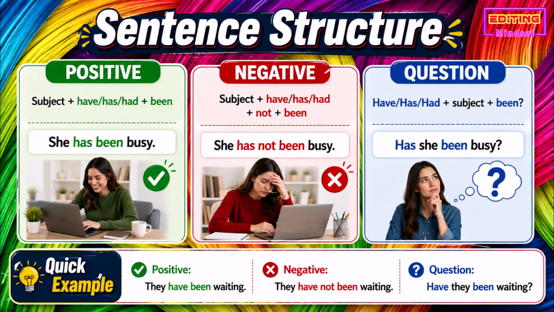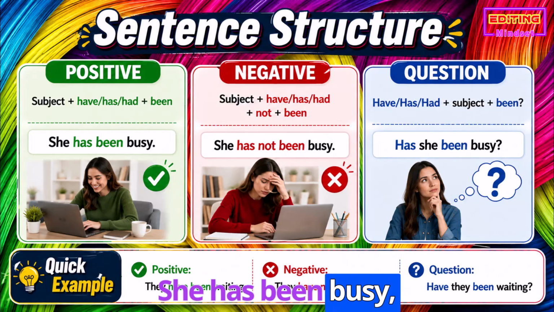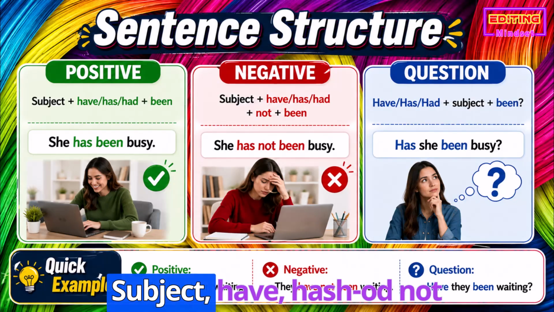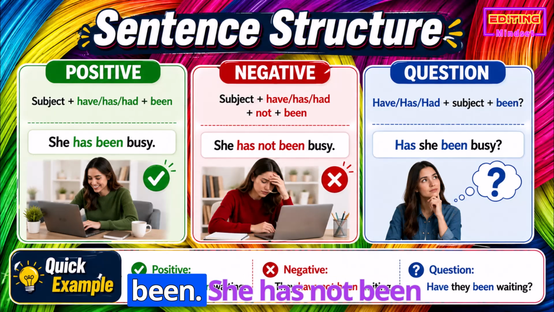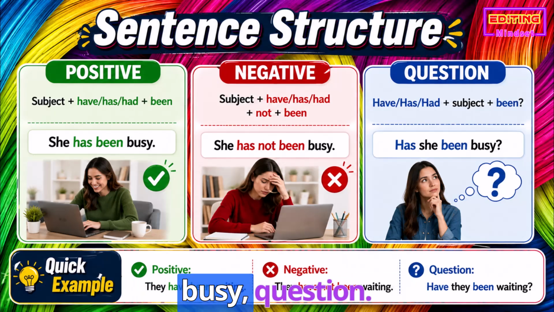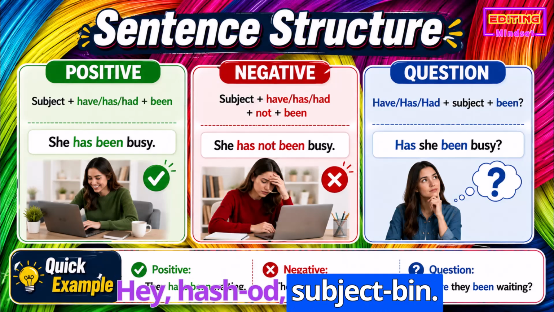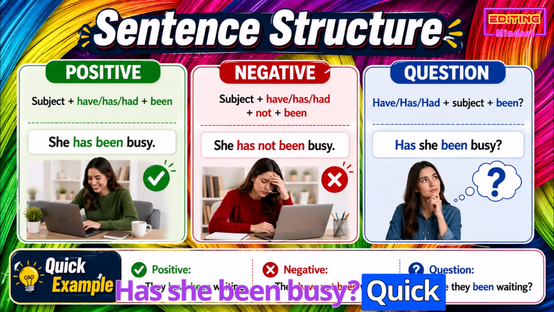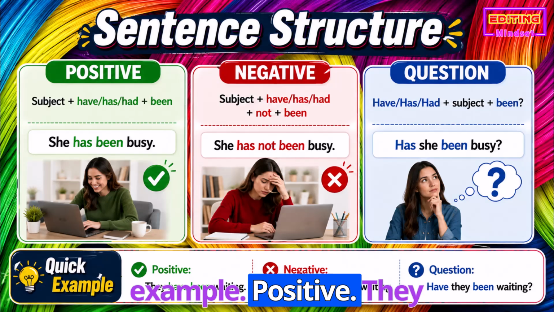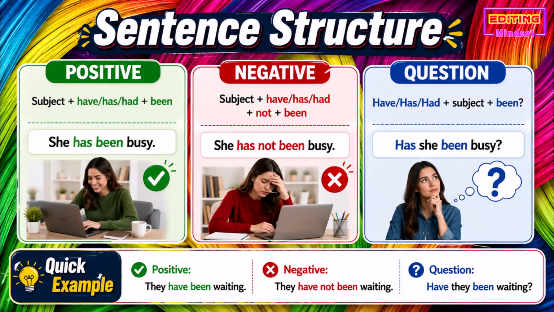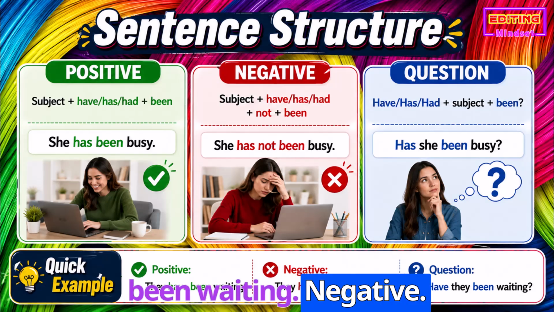Sentence structure. Positive: subject, have, had, been. She has been busy. Negative: subject, have, had, not been. She has not been busy. Question: have, had, subject, been? Has she been busy? Quick example. Positive: they have been waiting. Negative: they have not been waiting. Question: have they been waiting?